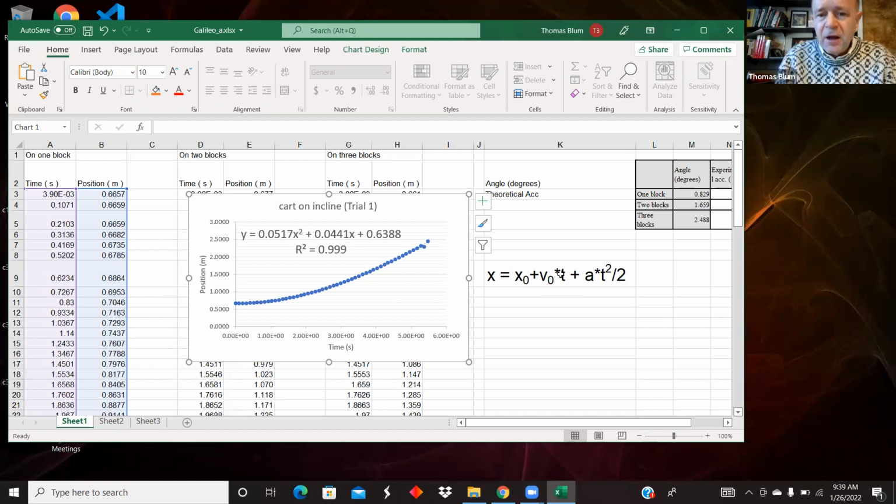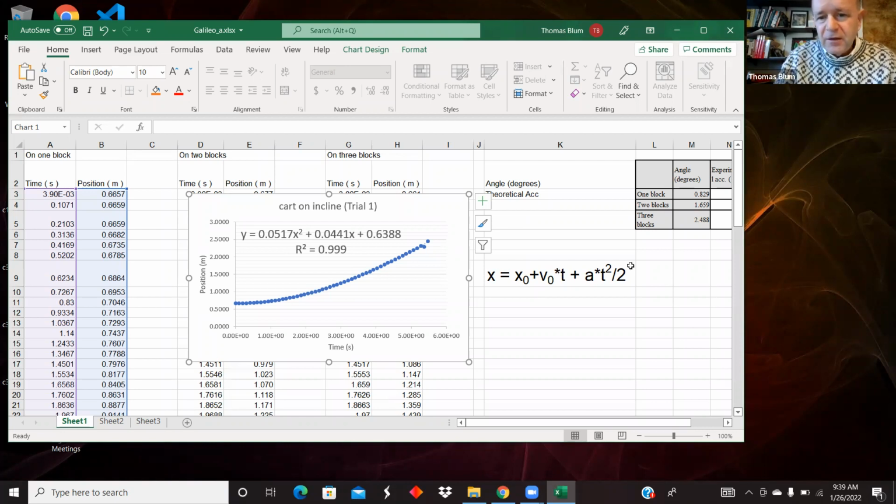And then in the comparison, what I get from Excel, other than x squared, is 0.0517. And what is left, what's other than t squared in physics, is a divided by 2. So a is not 0.0517. A over 2 is 0.0517. So I have to multiply the 0.0517 by 2 if I want to get a.